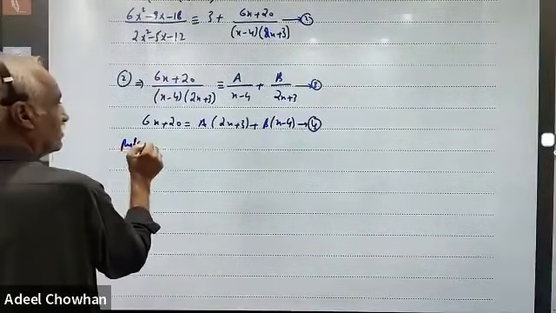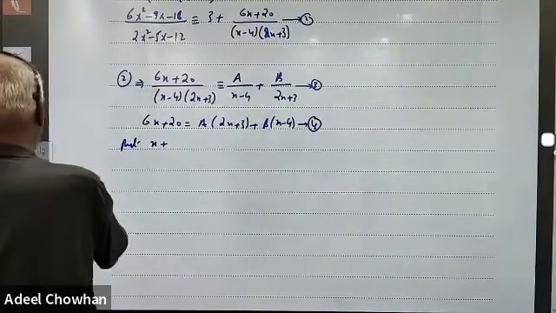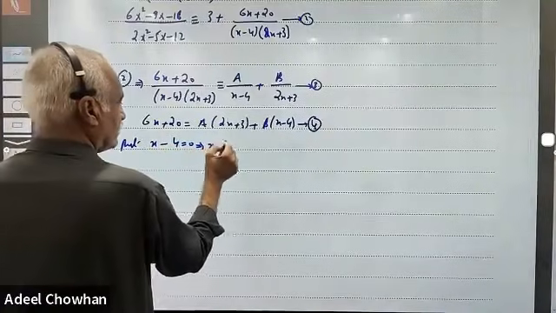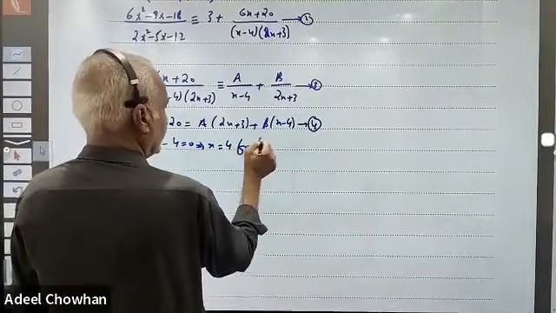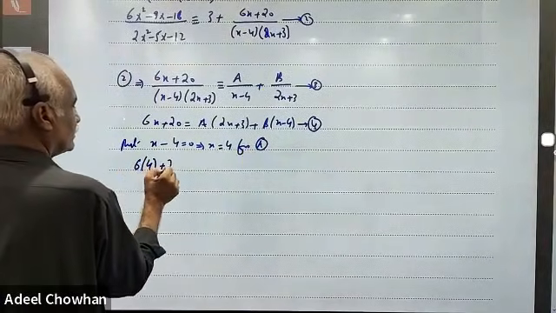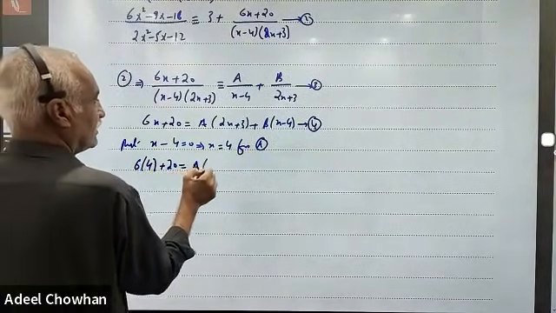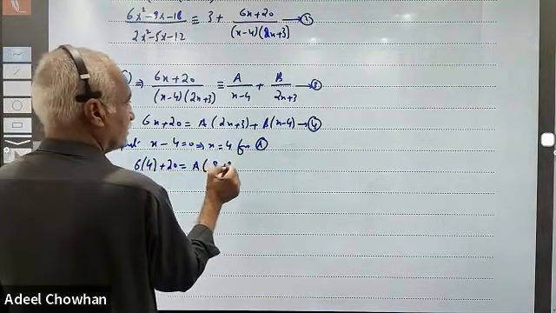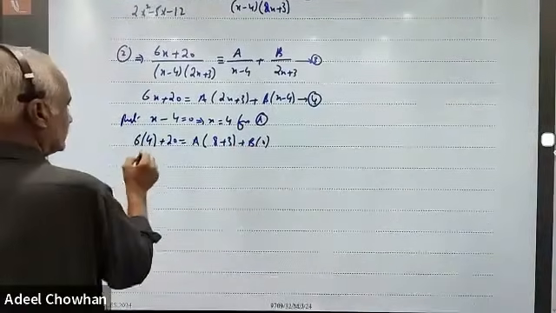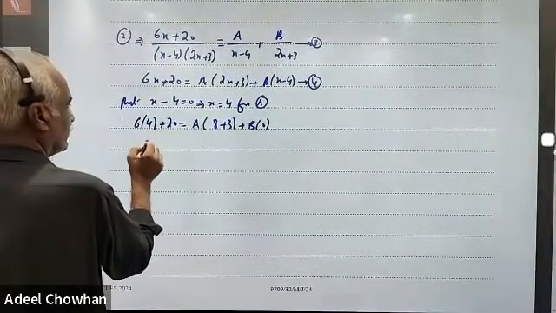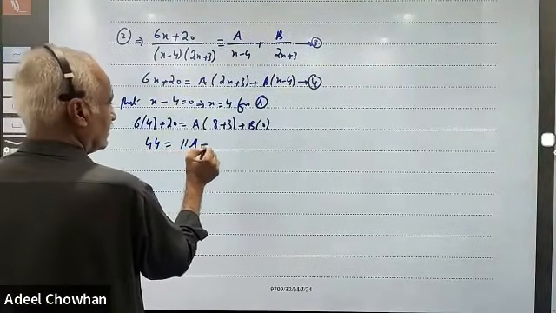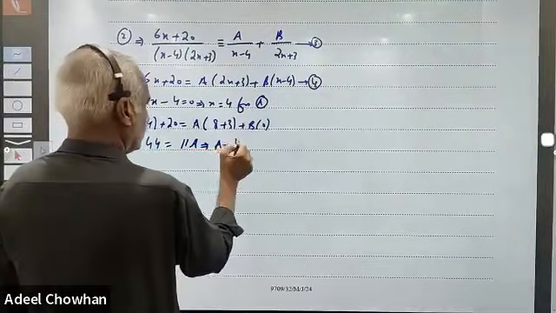Now put x minus 4 equal to 0, or x equal to 4, to find A. So 6 into 4 plus 20 is equal to A into (2 times 4 is 8, plus 3) plus B times 0. 6 fours are 24, plus 20 is 44. So 44 is equal to 11A, or A is equal to 4.